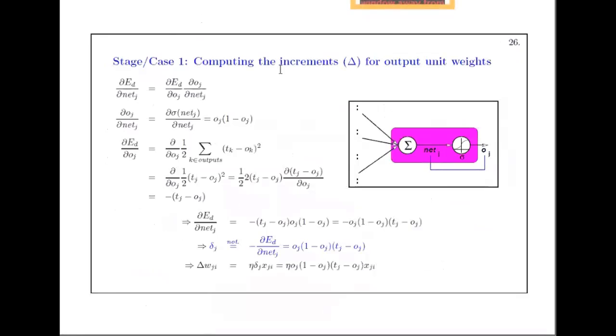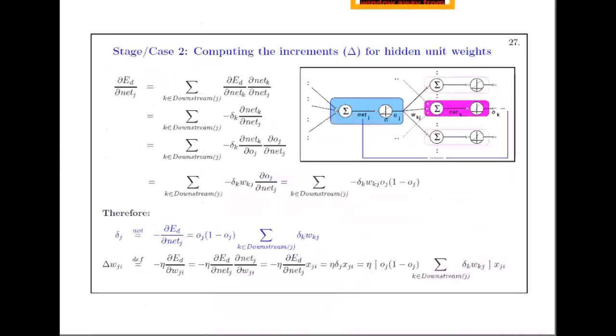Case one, computing the increments for output unit weights; case two, for hidden unit weights. In the textbook also, they have given case one and case two like this. This is simple differentiation, 5 to 6 lines of differentiation steps. So there is a very good chance they will ask these two derivations in the exam.